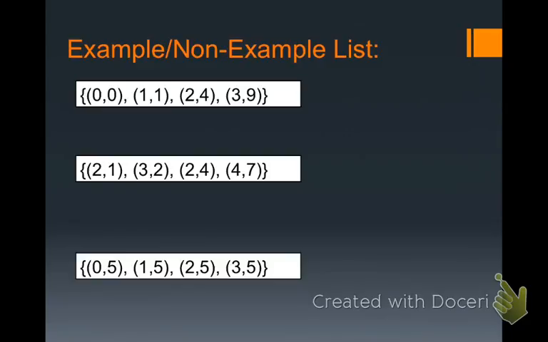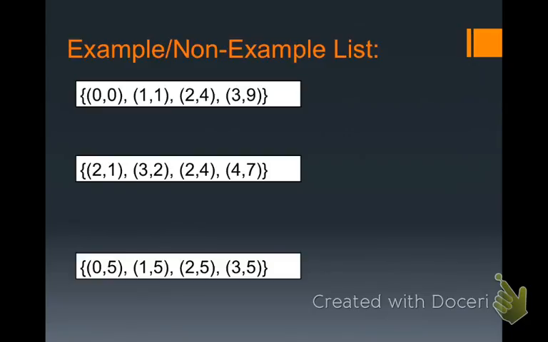When you have a graph, we decide if it's a function using something called the vertical line test. So basically, a vertical line drawn anywhere on the graph shouldn't cross it more than once. And again, I'll show you an example of that.